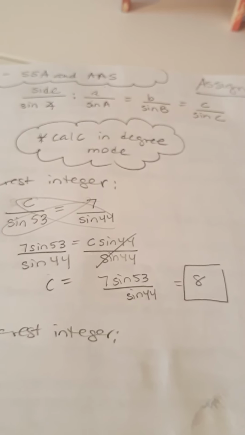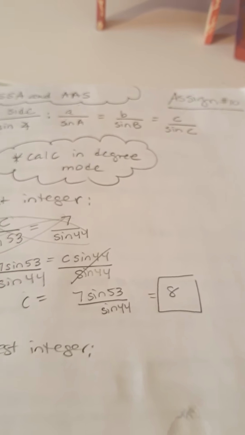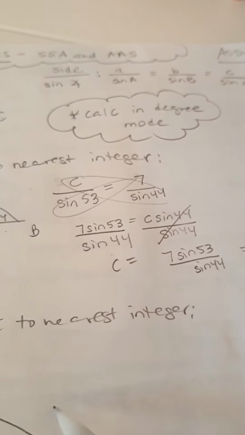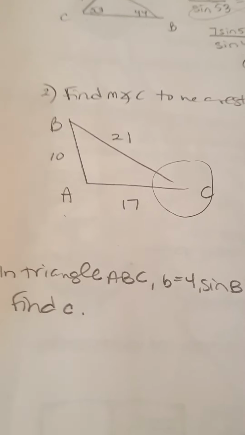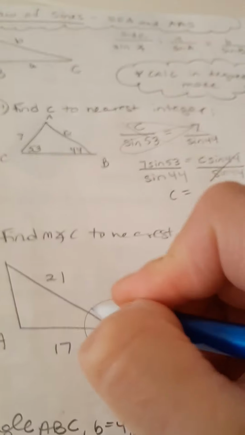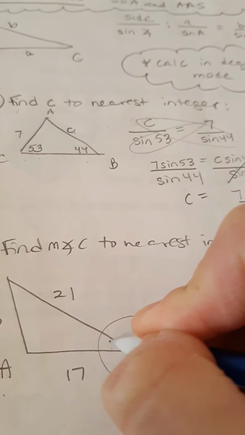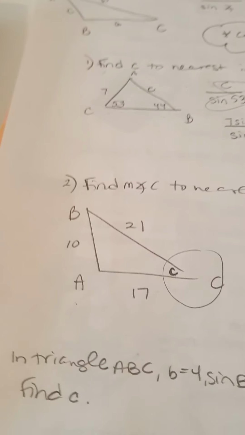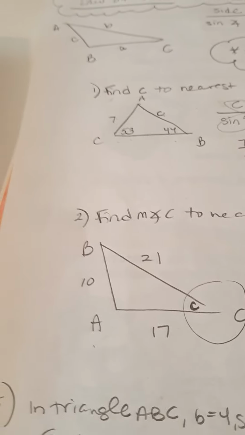Okay, if your head's still spinning, let's do another one. Number 2, find the measure of angle C to the nearest integer. So we want this angle. Please notice that is our unknown. I know it's angle C. There's your angle C.